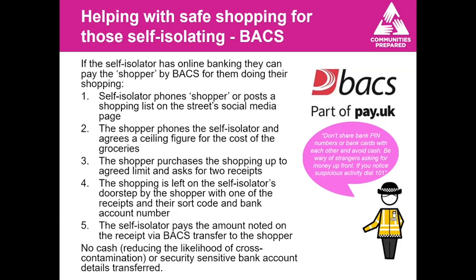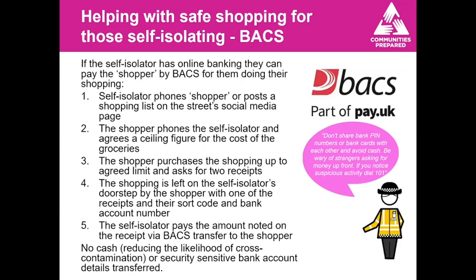So the self-isolator phones the shopper or posts the shopping list on the street's social media page if you've got one. The shopper phones the self-isolator and agrees a ceiling figure for the cost of the groceries, and that's quite important because obviously you don't want to go out and do a load of shopping and then come back and they suddenly say, "Well, that was a bit more than I was expected to pay," or the other way round, they're expecting you to pay X amount and you're only expecting to pay Y. So agreeing a ceiling figure for the cost of the groceries first is always a good way to avoid any nasty surprises at the end of it.